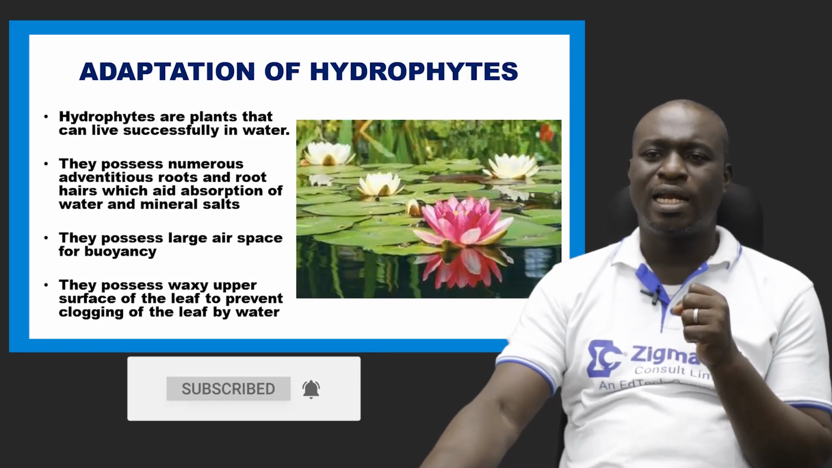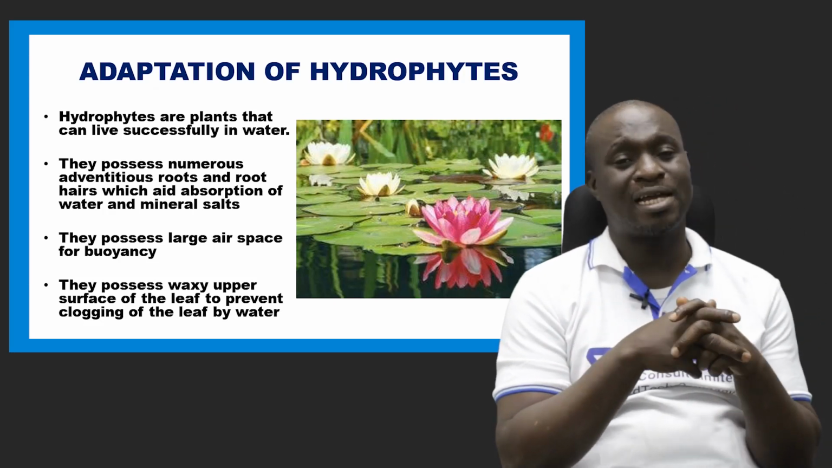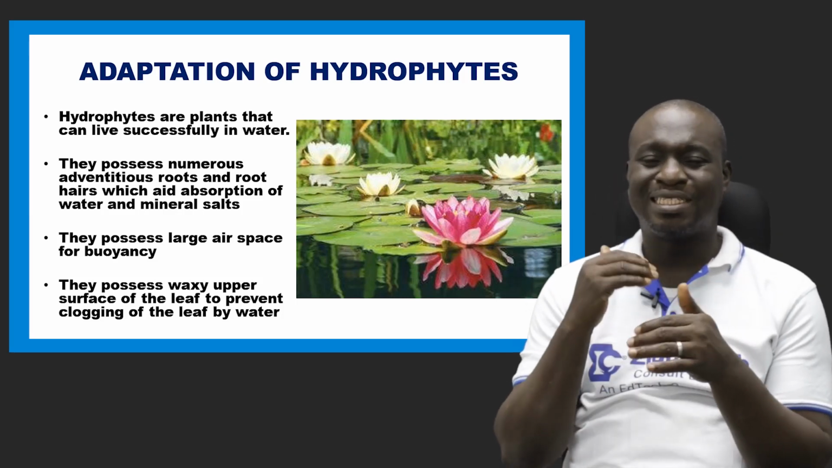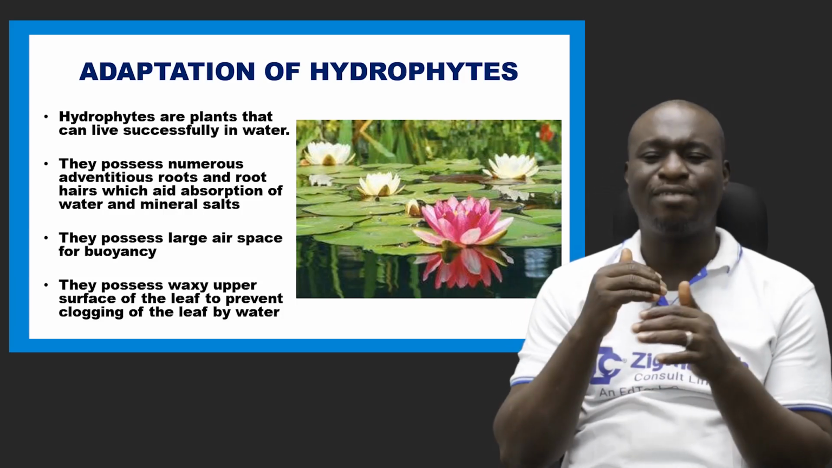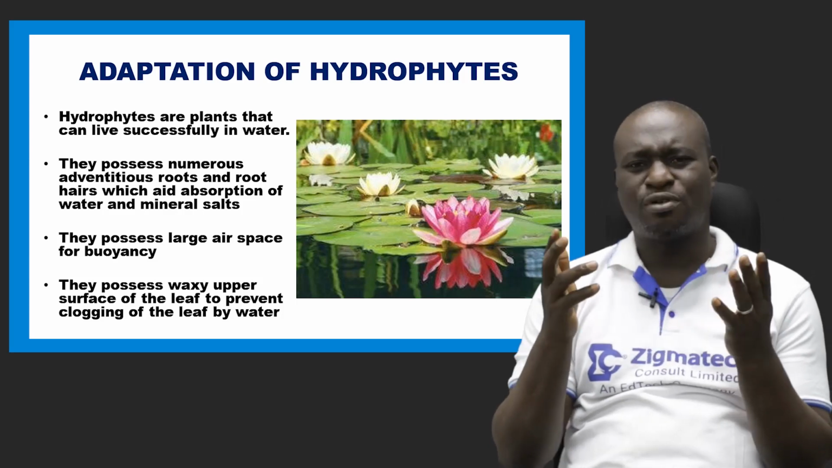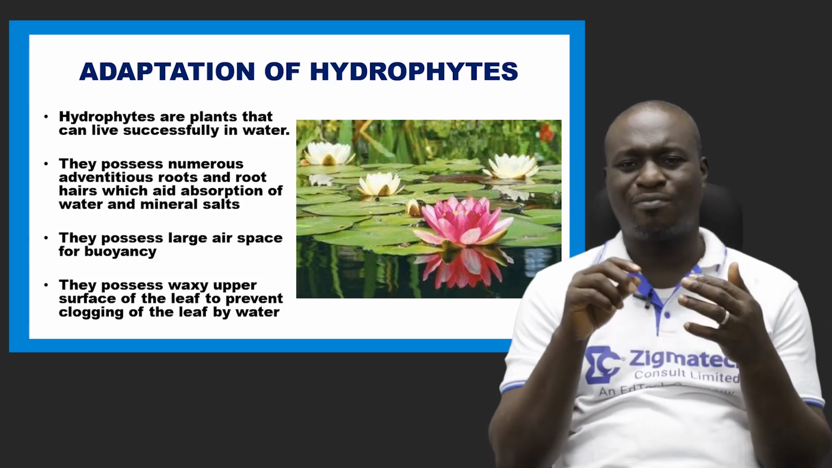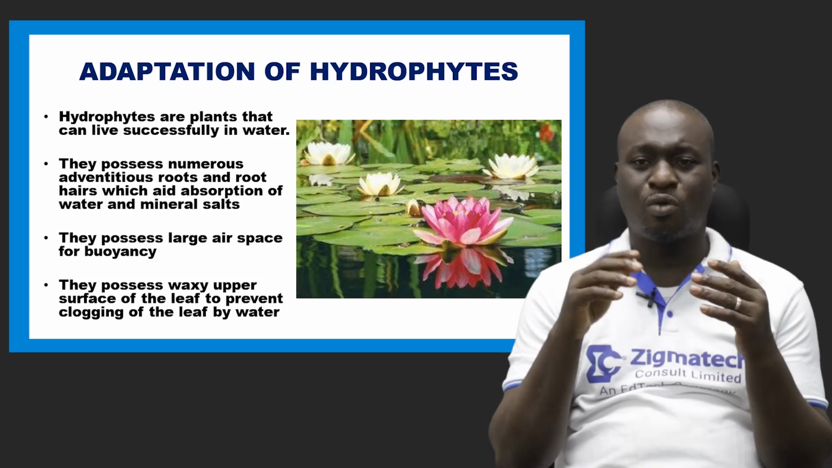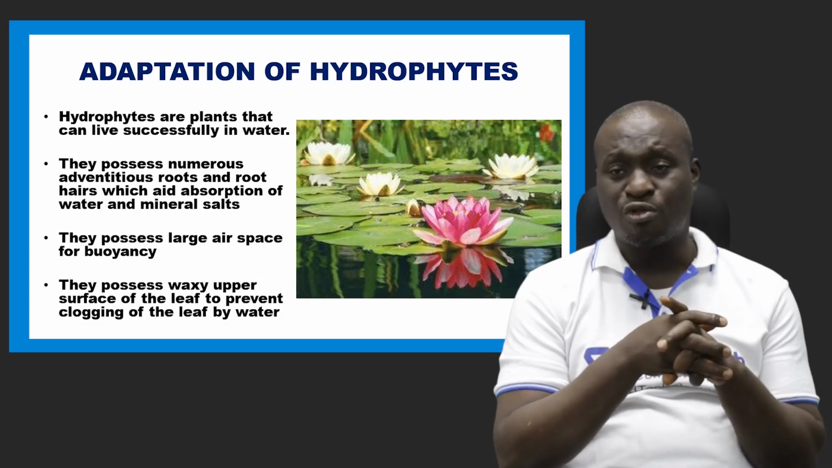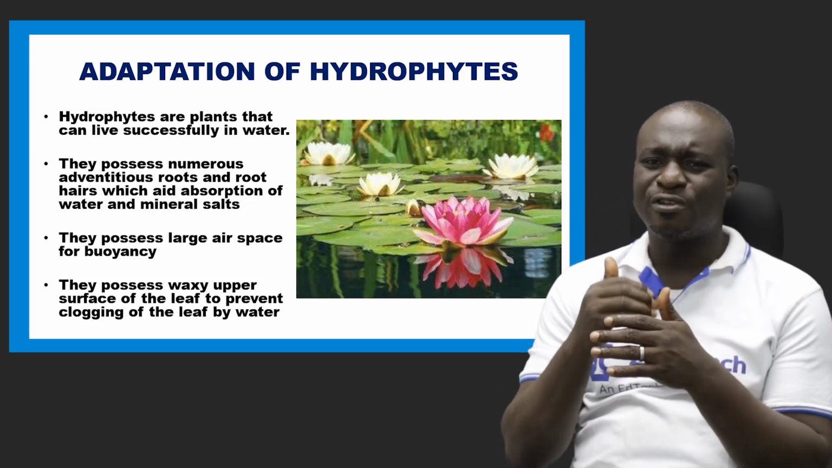And then before we go, let's take a look at adaptive features of hydrophytes. Remember, I told you that hydrophytes are actually plants that are found in water, that is, plants that live successfully in water. Now, these plants have several adaptive features. Examples of these plants are the water lettuce, the water lily, the water hyacinth, and so on. We have also the white mangrove. These are some examples of hydrophytes. Now, what are the adaptive features they possess?